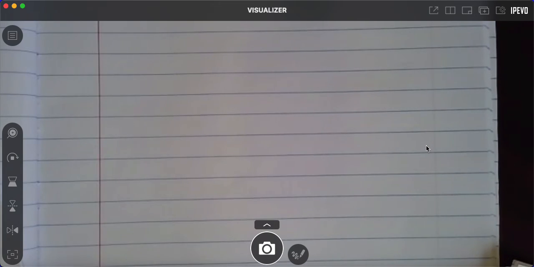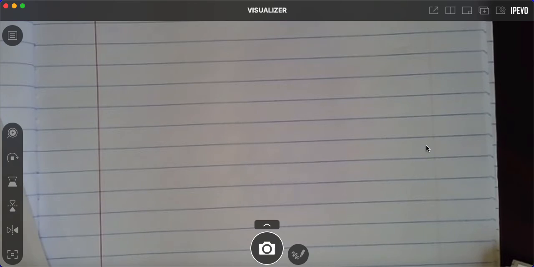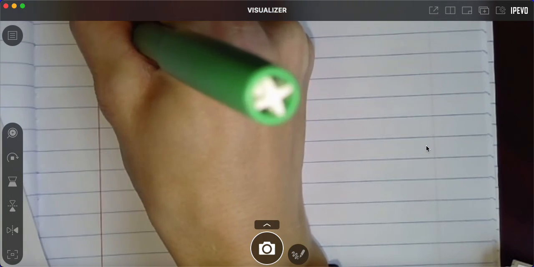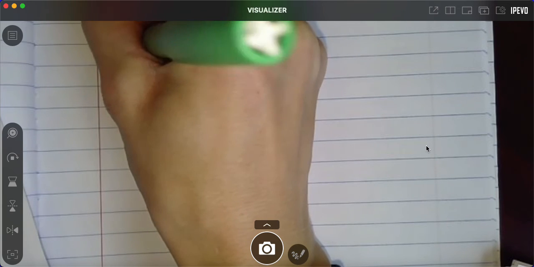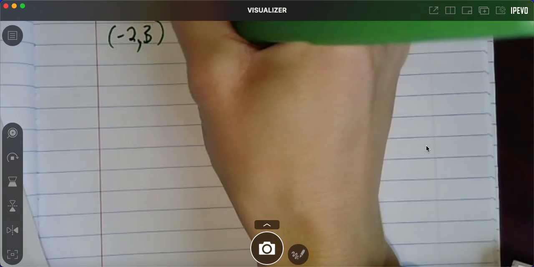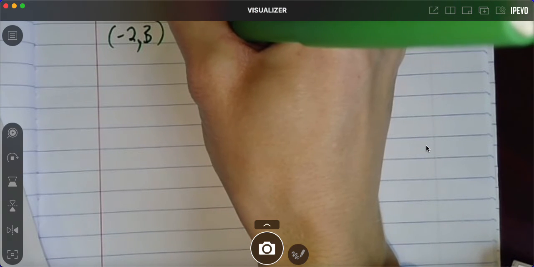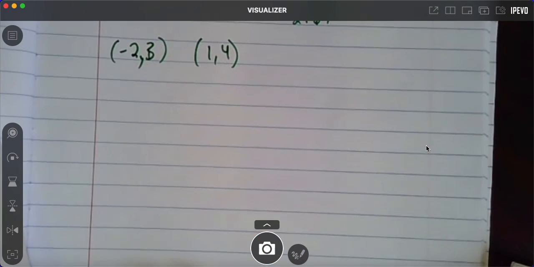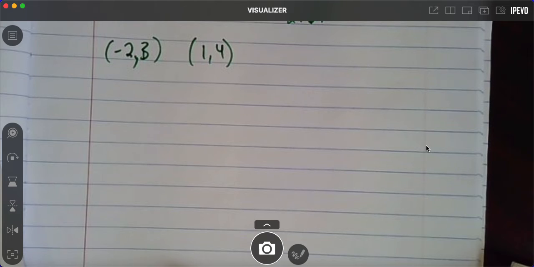Okay, number 30. Oh, no, I'm sorry, number 29. Sorry, already forgot. If I have -2, 3, and 1, 4. I'm going to make those up. All right, I want you to write an equation for that line in slope-intercept form.